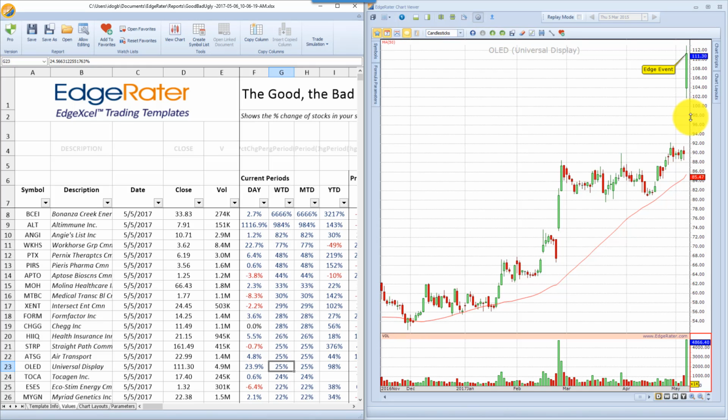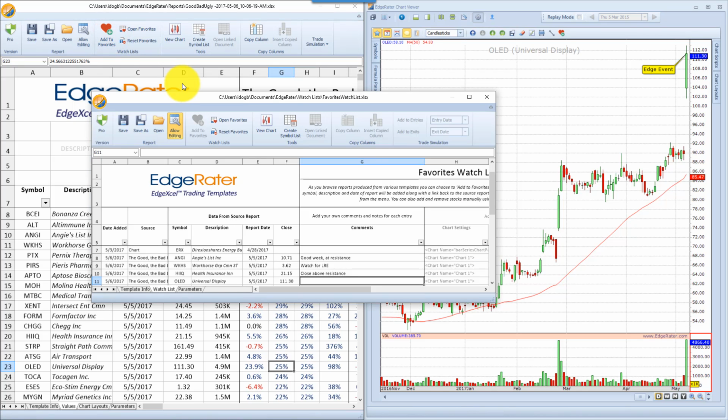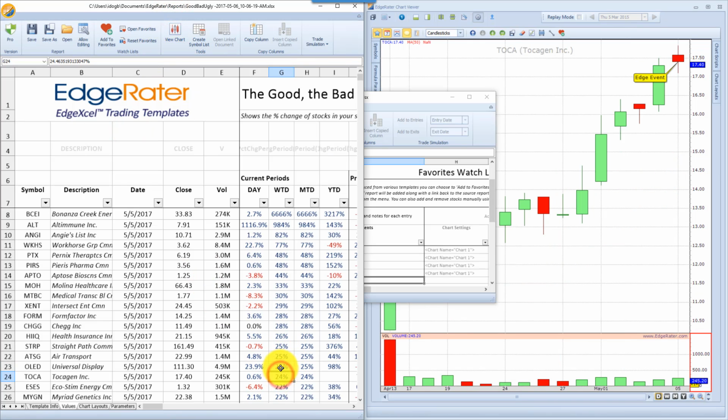Big gap, and then closed towards the high of the day. So still good. And I should just add that to this list and just say, so still good. I'll say okay, that's good. Alright, let's quickly move on.